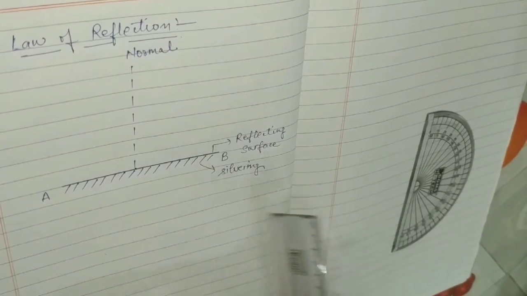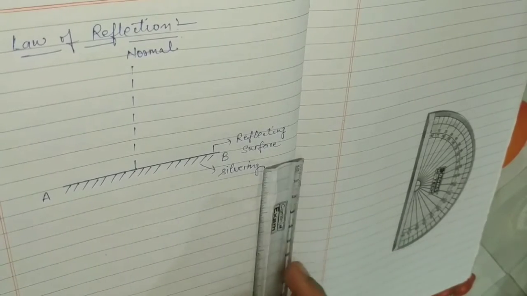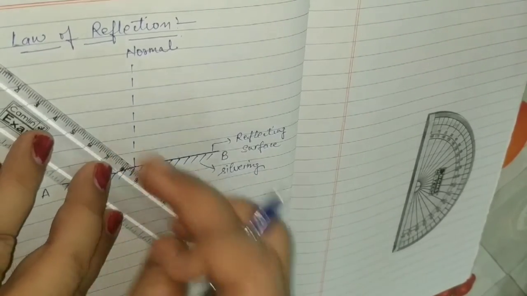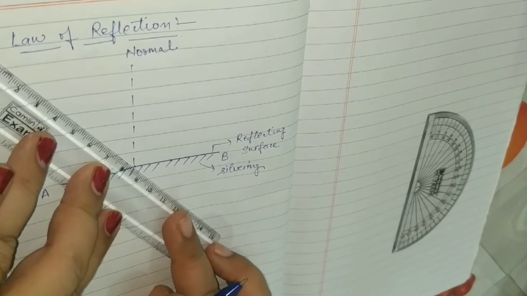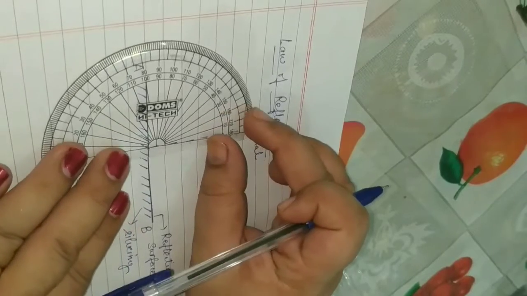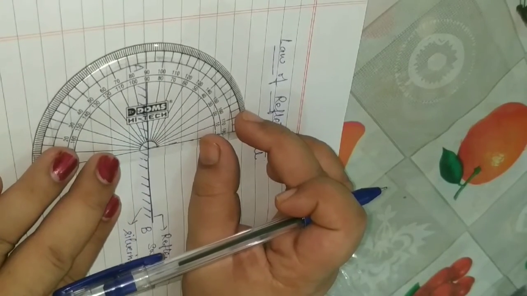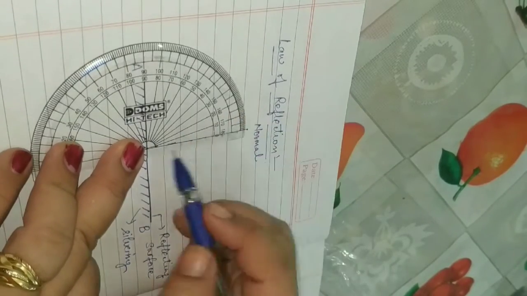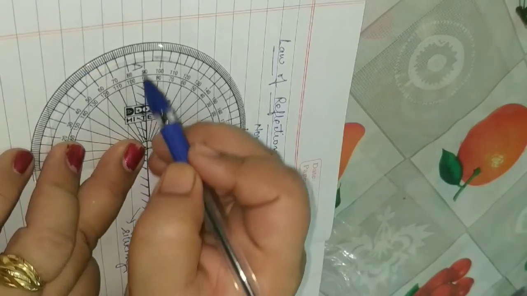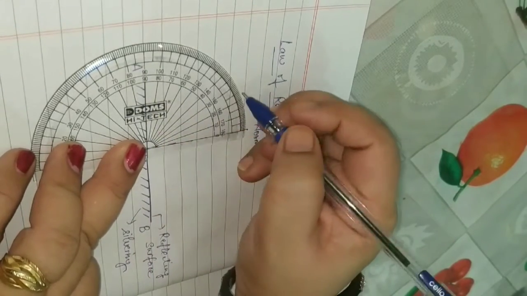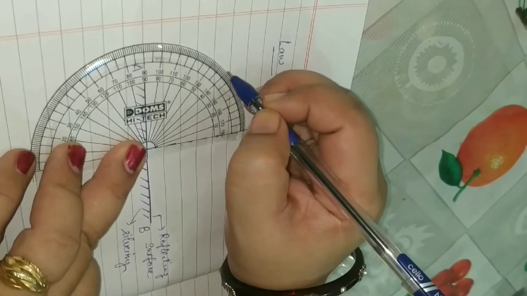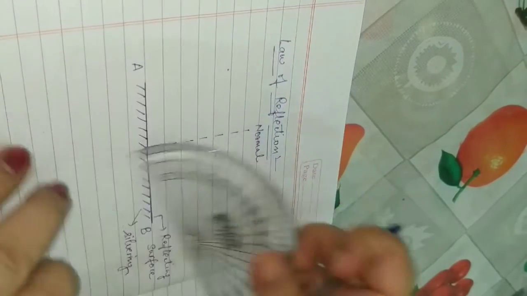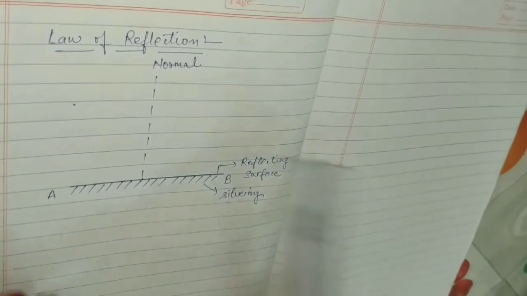Now I have to draw an incident ray. So incident ray I can simply draw as a line like this, right? But because I told you that it will be easier for you to draw with the help of a protractor, just see, I'll keep the protractor like this on the normal. I'm putting the protractor such that the horizontal line is on the normal and this one is on the reflecting surface. So I'm drawing a 40-degree angle over here.